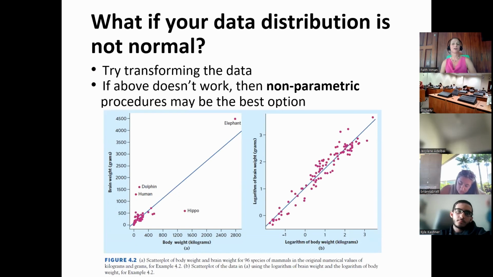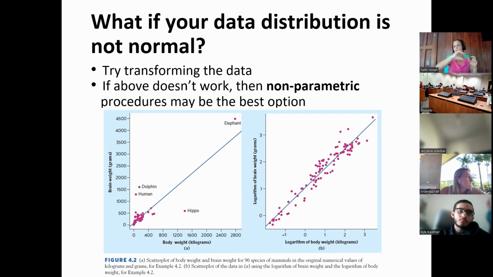So what do you do if your data are really, really not normal? Well, one thing you can do is try transforming the data. Here's a classic example from your textbook. This is a graph here on the left of body weight in kilograms against brain weight in grams. If you put lots of different species on this graph, you've got dolphins and humans and hippos and elephants, you can see there's such a huge range in body weight.